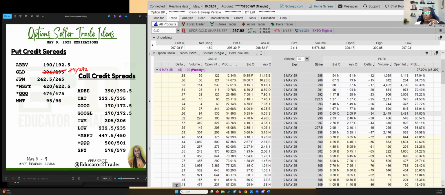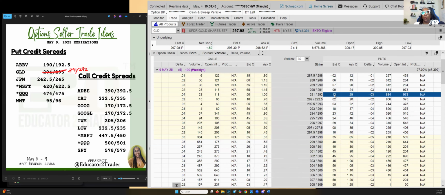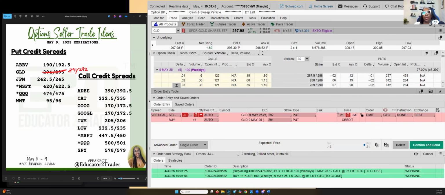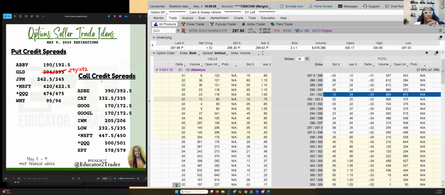295 would be 64% probability out of the money. That's a little close. 291, 292 would pay about $21 for Friday's expiration. Now, gold expires multiple times during the week, so you really could trade gold several times. You don't have to wait till Friday, but I do this list for all with Friday's expirations. So Friday would be $21 at 292.